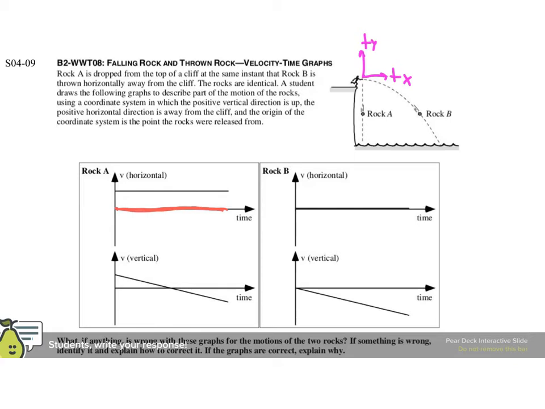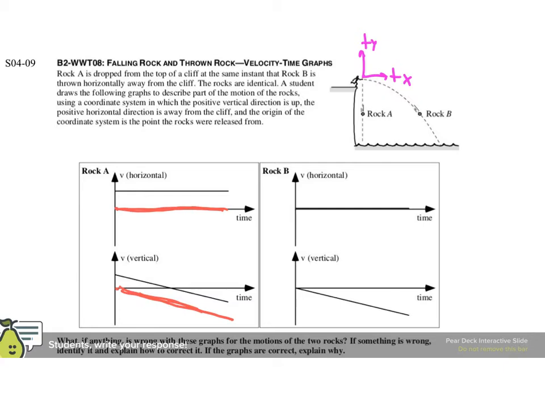And rock A is simply dropped, so it should start off with initial vertical velocity of 0, and then it should slope downward constantly. So probably we'll take that slope as okay, but it should have been like that, because it starts at 0, and then remains at 0 for x and accelerates negatively or downwardly for y. So not so good on rock A.